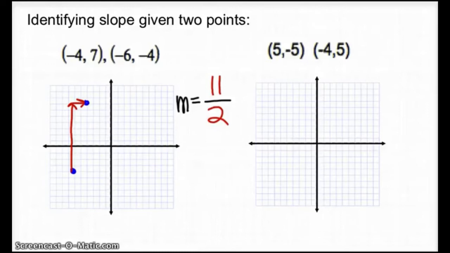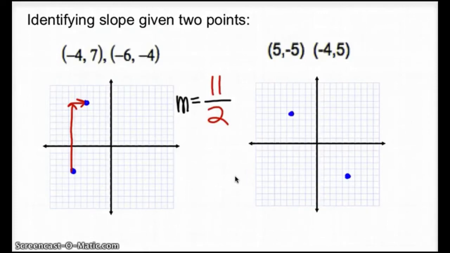Second thing, I'm going to plot my points. I'm going to go right 5, 1, 2, 3, 4, 5, and down 5. 1, 2, 3, 4, 5. And then I'm going to plot negative 4, 5. 1, 2, 3, 4, and up 5. 1, 2, 3, 4, 5.